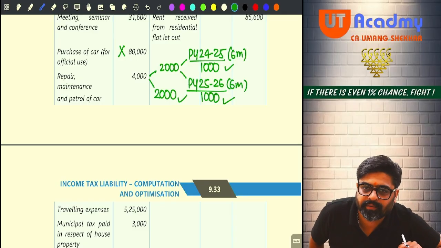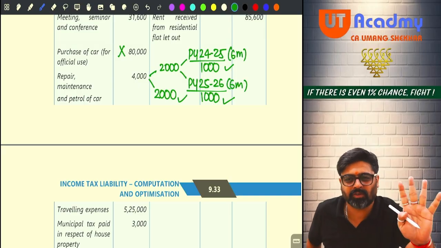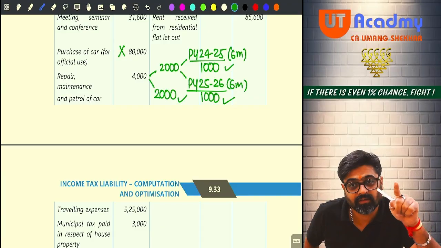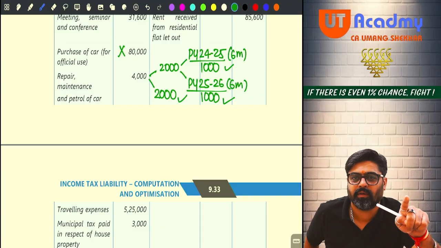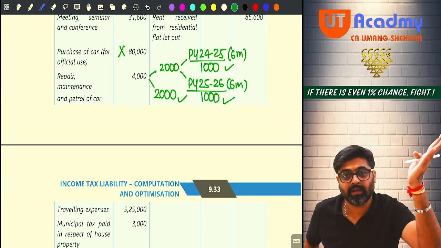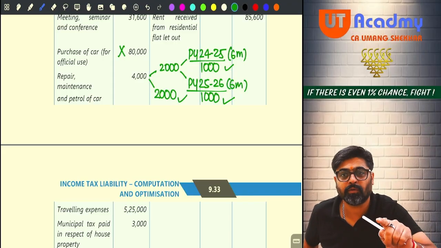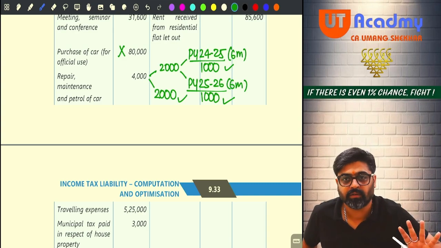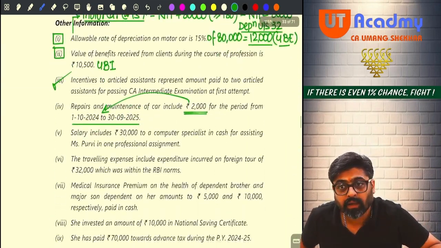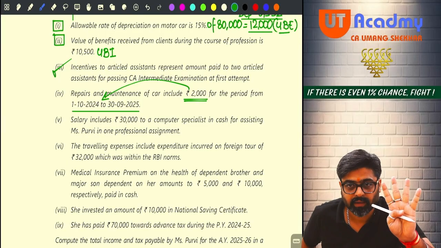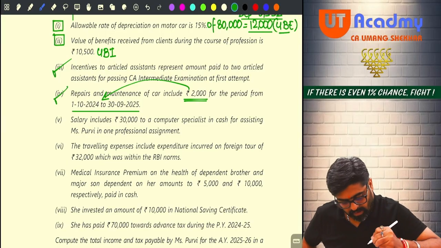Got it, sir? Entire 4000 allowed, in short, nothing to be disallowed. Sometimes these kinds of information they will deliberately give you, having no effect, no add, no less, nothing to be done, but still they will be giving you, so that you get confused and you make some mistakes. Will you be able to correlate this thing? Sure. Put a tick mark.